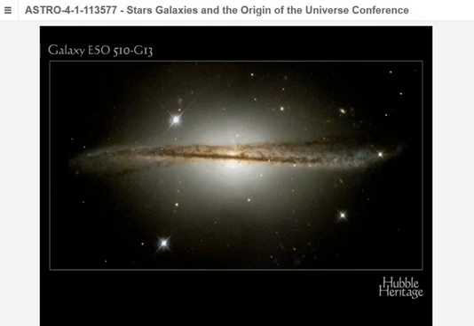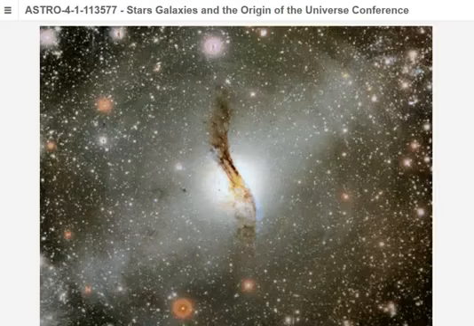So this one's got a disk that's clearly warped by a companion that's not visible in the photo. Looks like a big central bulge, and a disk that's clearly warped. So this is like a frisbee you left in the car on a summer day, and now it's all warped. This is a galaxy collision in process.